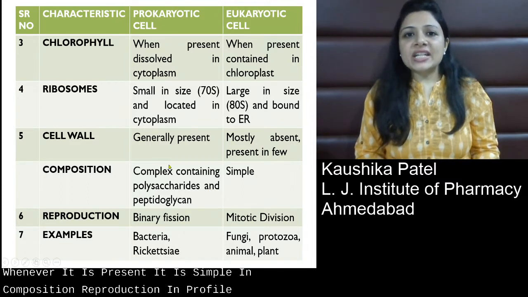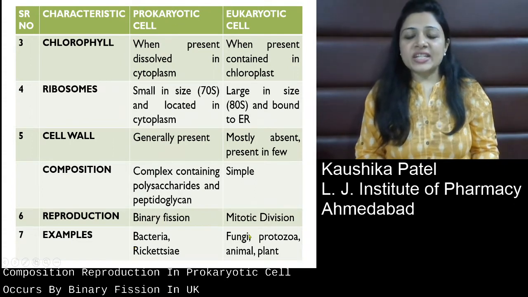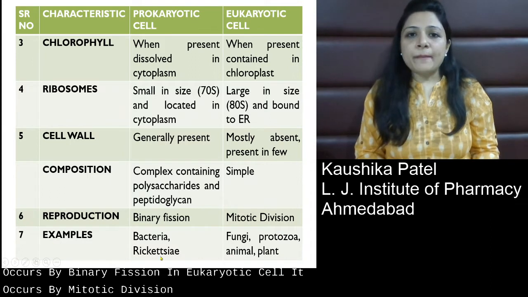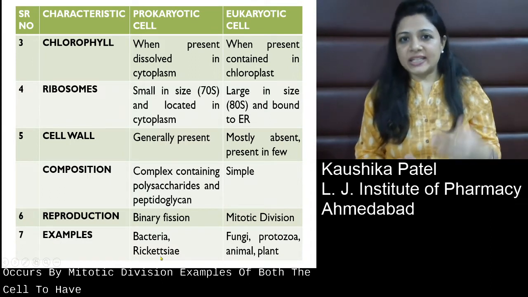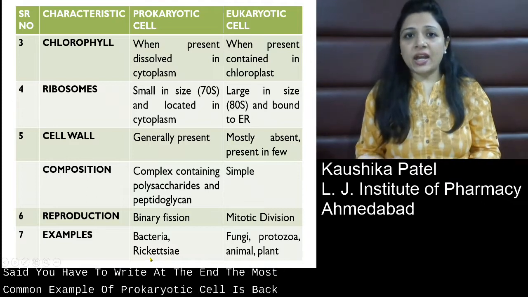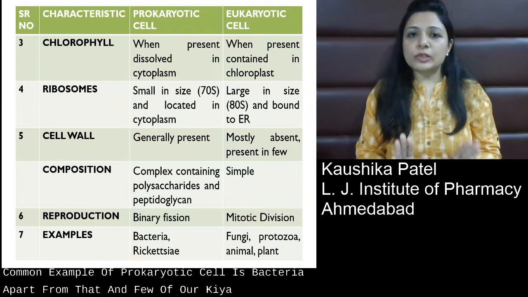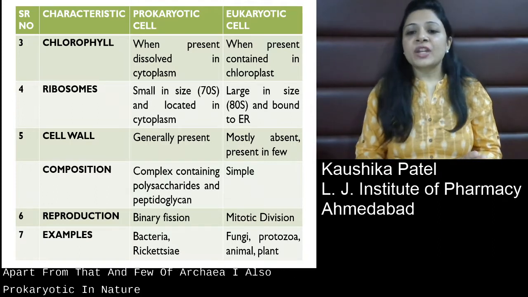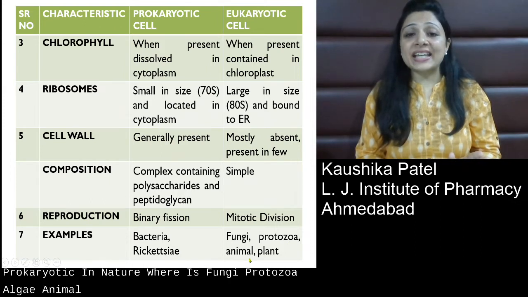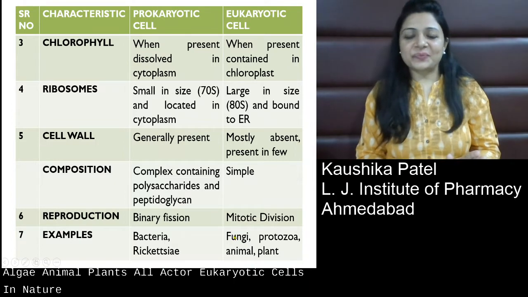Reproduction in prokaryotic cell occurs by binary fission, whereas in eukaryotic cell it occurs by mitotic division. Examples of both the cells you have to write at the end. So the most common example of prokaryotic cell is bacteria. Apart from that, rickettsia and few of archaea are also prokaryotic in nature. Whereas fungi, protozoa, algae, animals, plants, all are eukaryotic cells in nature.